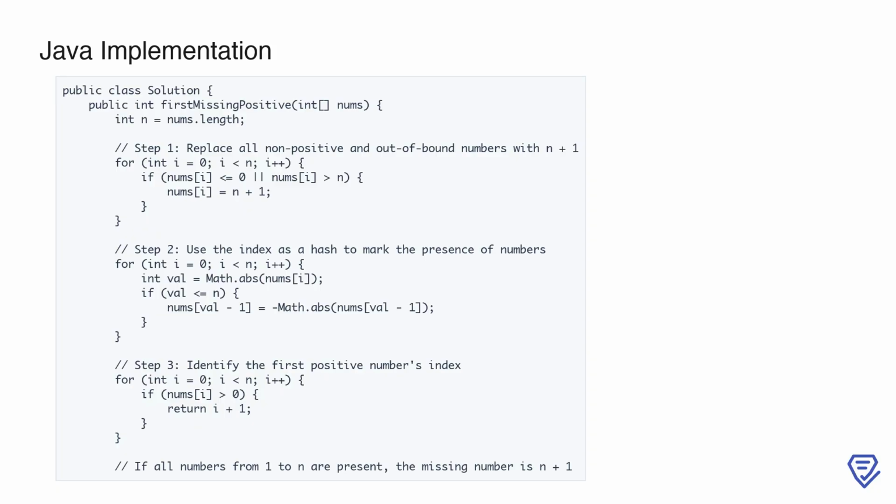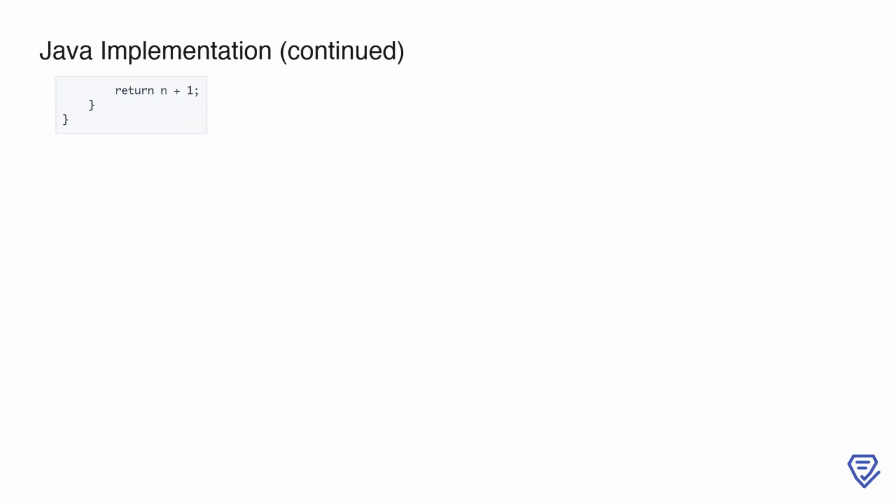Finally, we prepare to identify the first missing positive integer by examining the modified array. After marking the presence of numbers, we loop through the array one last time. The first index that contains a positive value indicates the smallest positive integer that is missing. Since our marking process used negative values to denote presence, any index with a positive value means the corresponding number was not encountered. We return the index plus 1, as array indices are zero-based.